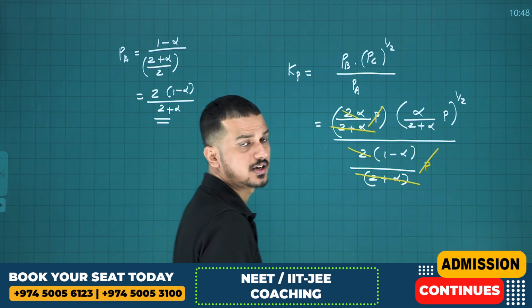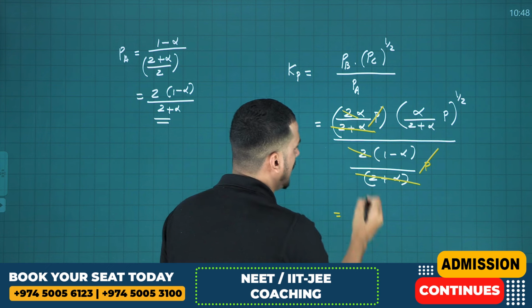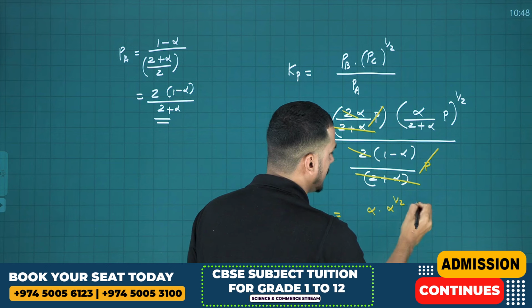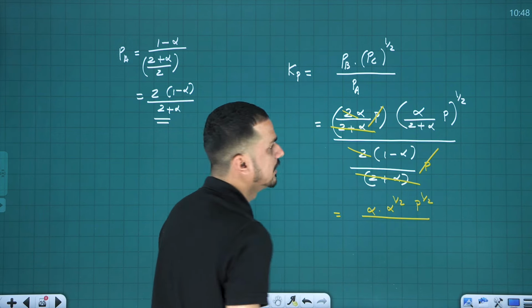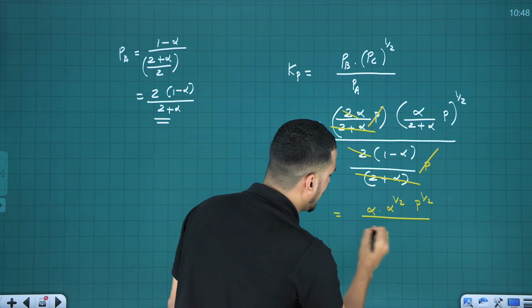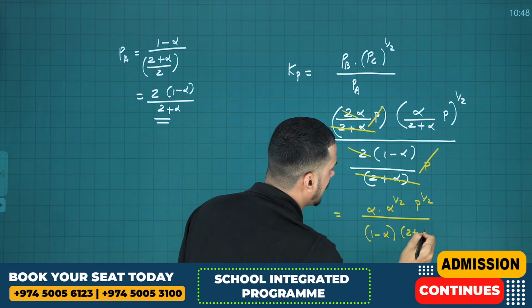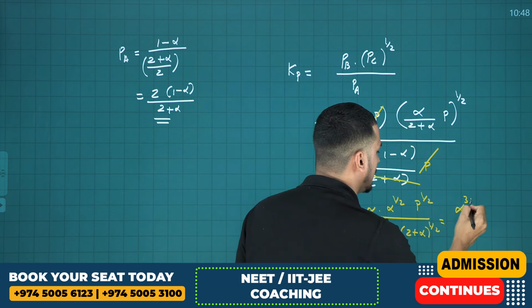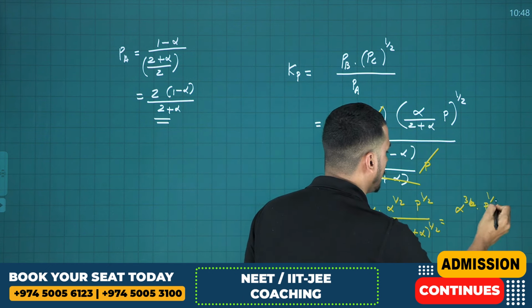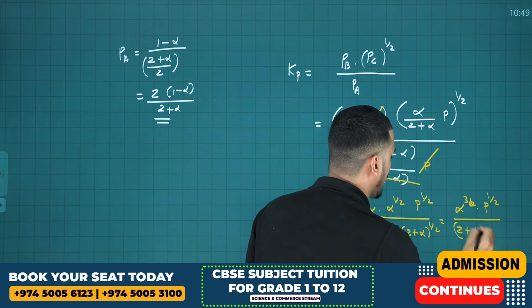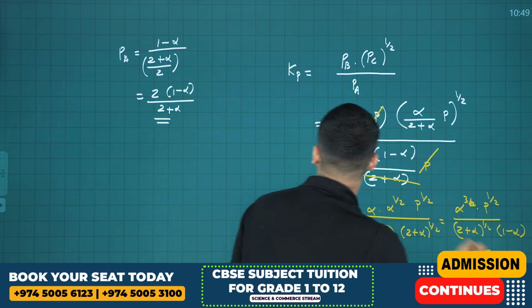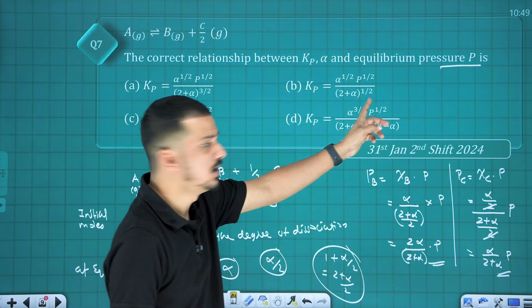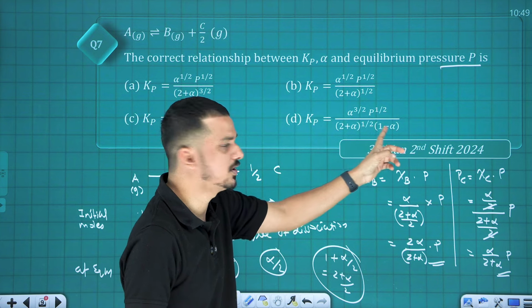What is remaining there? On the top, alpha is there, into alpha raised to 1 by 2, P raised to 1 by 2, divided by 1 minus alpha into 2 plus alpha raised to 1 by 2. That means alpha into alpha raised to 1 by 2 is alpha raised to 3 by 2, into P raised to 1 by 2, divided by 2 plus alpha raised to 1 by 2 into 1 minus alpha. That is Kp. So let's look at the options. Alpha raised to 3 by 2, P raised to 1 by 2, 2 plus alpha raised to 1 by 2, 1 minus alpha.